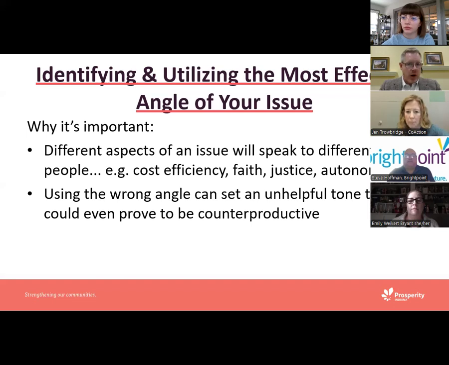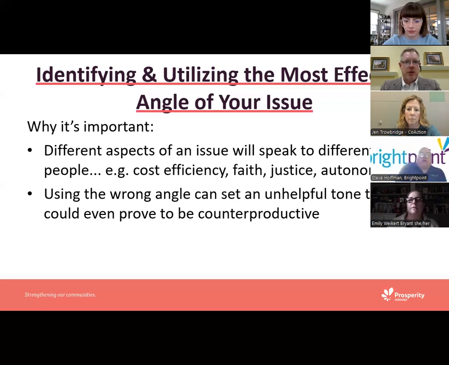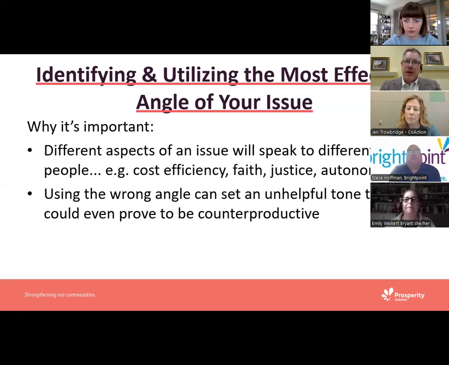So knowing your audience and knowing what their background and their strengths and their opinions are might help you identify the best way to tailor the type of examples and stories, and then how to put your best foot forward in your conversations as you're building those relationships. And on the other hand, sometimes knowing more about your audience can help teach you that using the wrong angle could set an unhelpful tone, could actually be counterproductive.